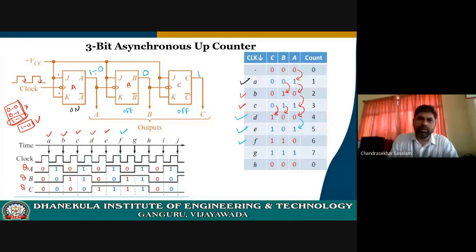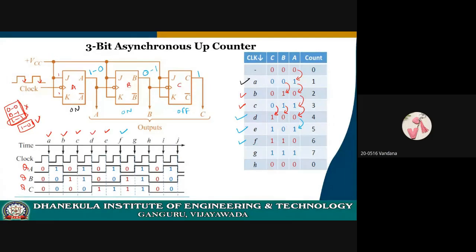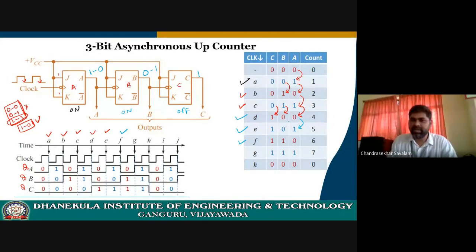Now, what is the status of B flip-flop, students? On. Previous state is 0, next state is 1. So this must be changed from 0 to 1. What is C flip-flop? Because of 0 to 1, this is off. We are maintaining the same value 1 here. Again, coming to the 7th clock.